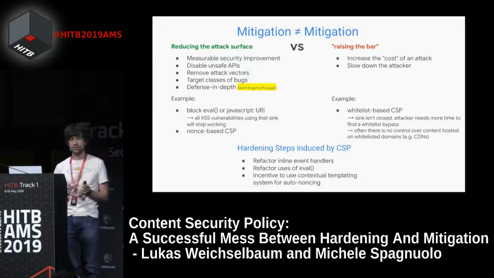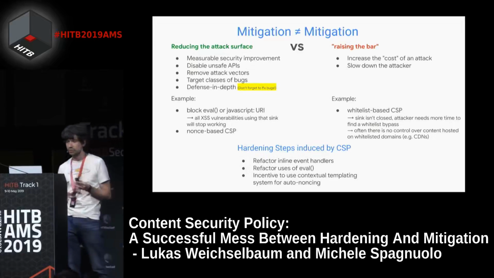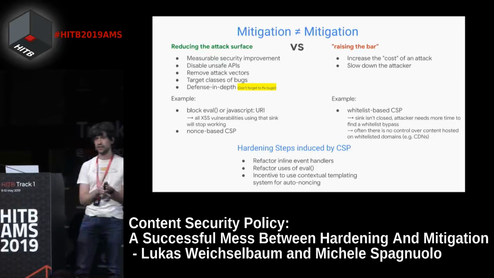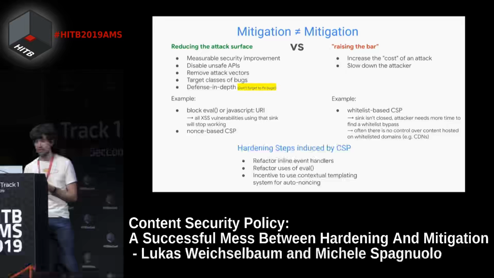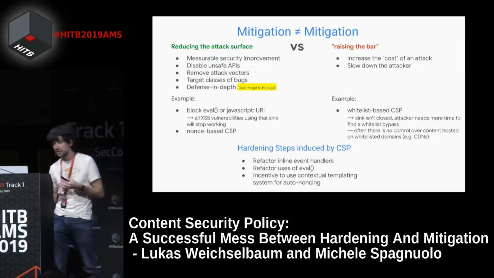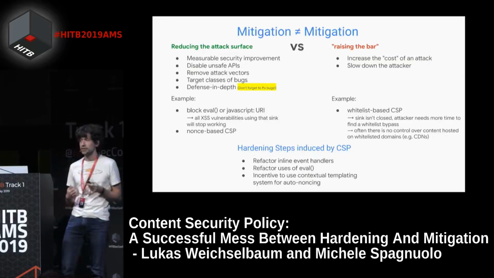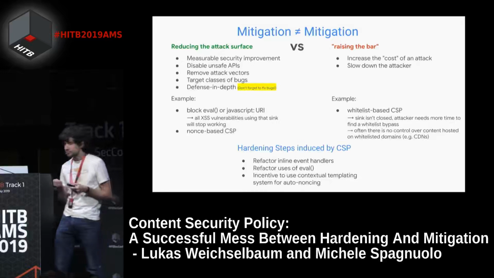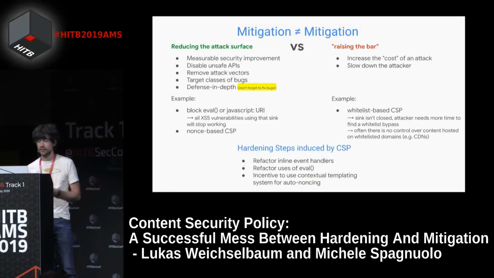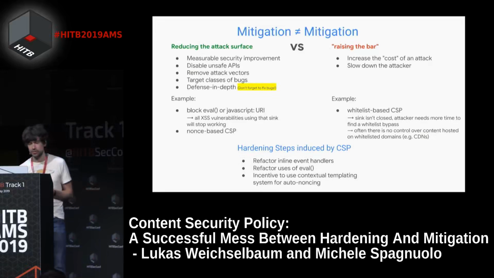For example, if you disable parts of an unsafe API and you make the web developer unable to use it, you are actually removing an entire class of attack vectors. For example, if you do not have unsafe-inline or unsafe-eval in a CSP policy, you cannot use eval, which is an unsafe primitive. And basically, by doing that, you are actually hardening the code. So the modern way of using CSP also induces hardening steps that do reduce the attack surface. And this is what a better mitigation is, in our opinion.